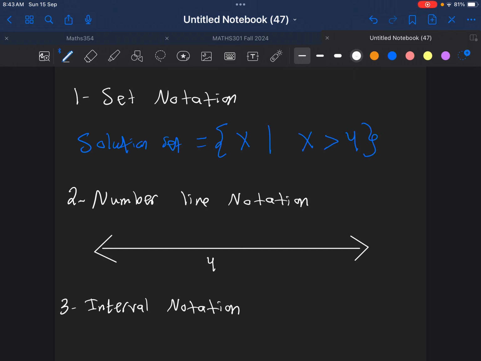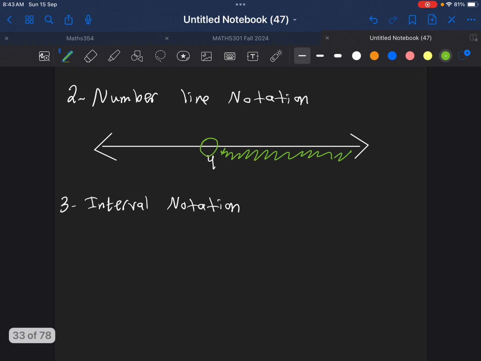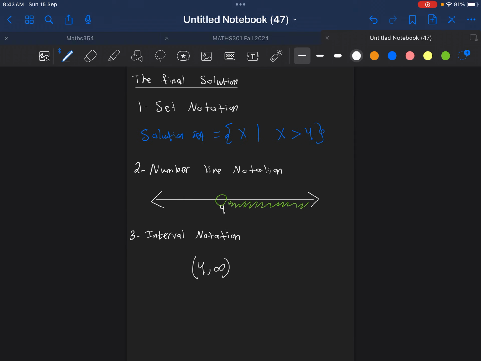If we do it on the number line, this is 4. We only shade where it's greater than 4, which is this side. Should we include 4? No, because it's only greater than 4. And finally, if we do it as an interval, we start my shading from 4. I end my shading at infinity. Always at infinity, it's open. And at 4, because I start at 4, it's also open. And that's the solution for this question.